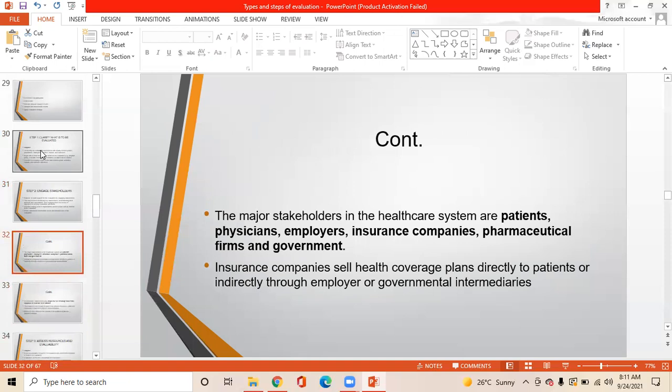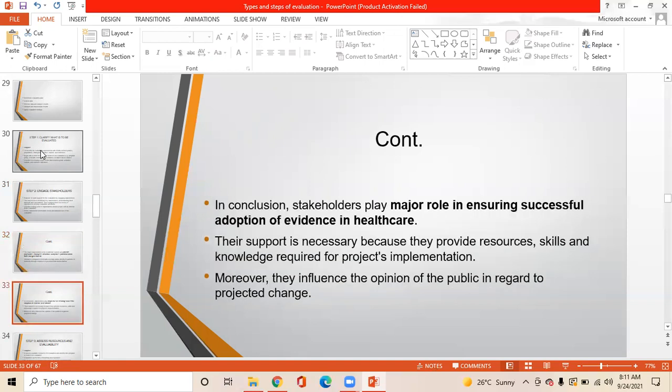What are stakeholders? The major stakeholders in the healthcare system are patients, physicians, employers, insurance companies, pharmaceutical firms, and government. Insurance companies sell health coverage plans directly to patients or indirectly through employers or governmental intermediaries. In conclusion, stakeholders play a major role in ensuring successful adoption of evidence in healthcare. Their support is necessary because they provide resources, skills, and knowledge that is required for project implementation. Moreover, they influence the opinion of the public in regard to projected change.